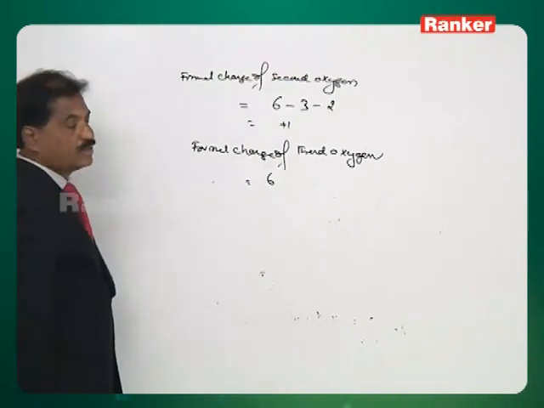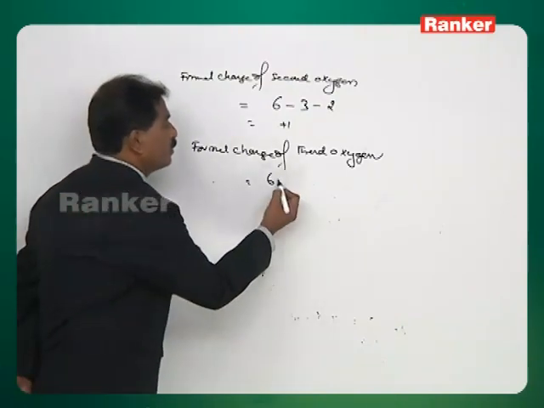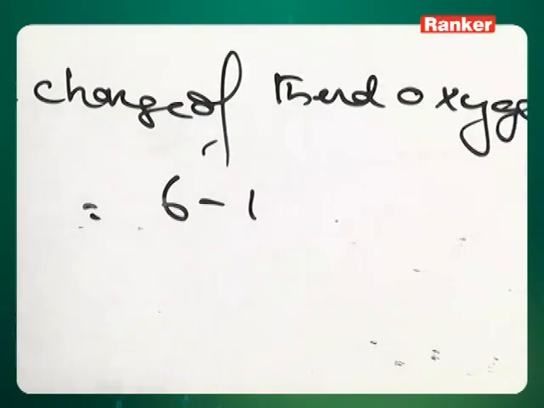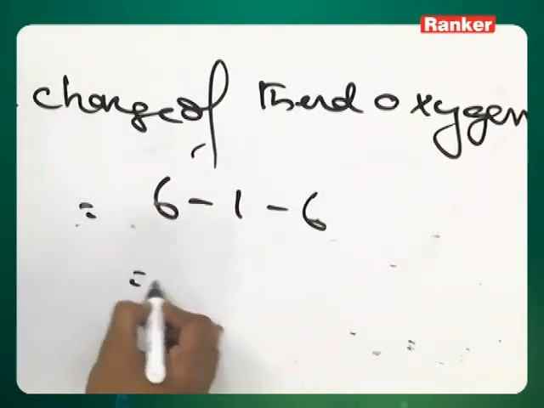So electrons in the free atom. Next, total number of electrons contributed for bond formation. Next, 6 electrons. So minus 1.